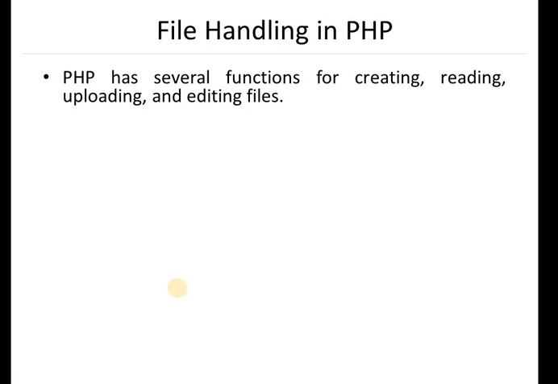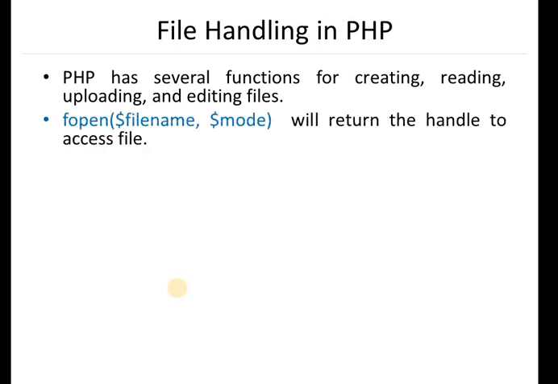PHP has several built-in functions for creating, reading, uploading and editing files. Generally, to open any file in any programming language, it will start with something like open, a file open kind of function. In PHP, the function to open a particular file is fopen. The name of the function is fopen.